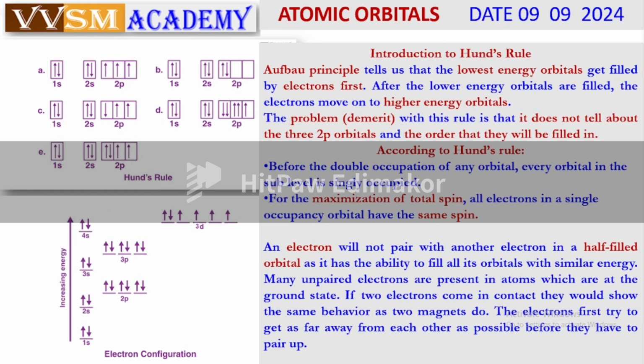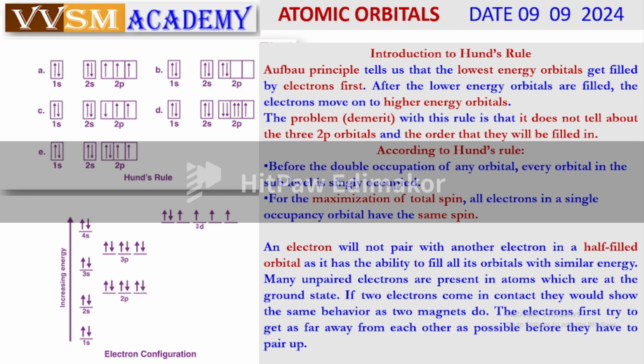Well, friends, coming to the introduction to Hund's rule. The Aufbau principle tells us the lowest energy orbitals get filled by electrons first. After the lower energy orbitals are filled, the electrons move on to higher energy orbitals. The problem, that is the demerit, with this rule is that it does not tell about the three 2p orbitals and the order in which they will be filled.